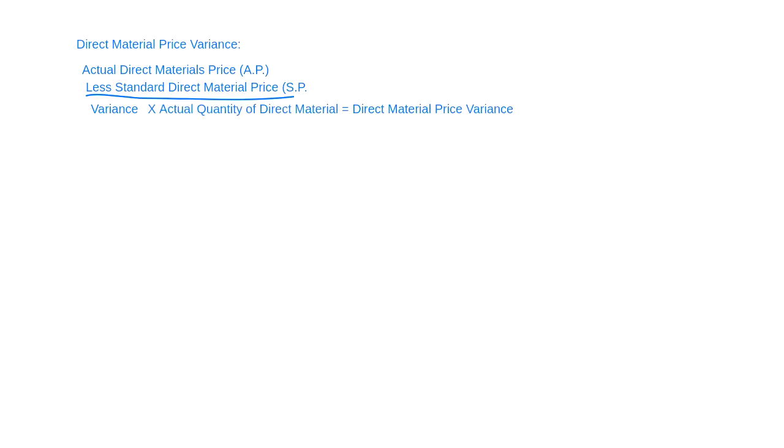So to find your direct materials price variance, you need to know what your actual direct materials price is, and that's usually going to be given to you. You're going to subtract out your standard direct materials price, which I'm abbreviating as SP, and that's going to give you a variance. The difference between these two is a variance. The variance will be multiplied by the actual quantity of direct materials that you have used, and that will give you the direct materials price variance. That's our first variance that you will need to be able to calculate.